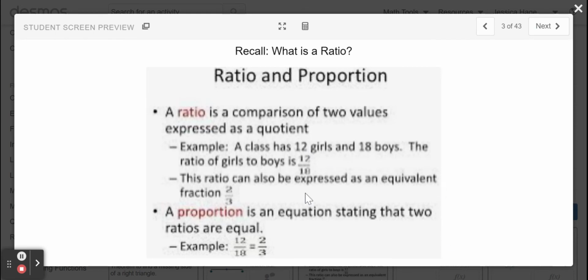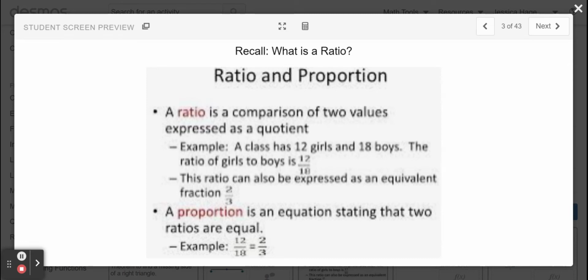So slide 3 is a review. You want to recall what a ratio is and how that is connected to proportions. A ratio is a comparison of 2 values, and we express that as a quotient, which is division or a fraction. So a class has 12 girls and 18 boys. The ratio of girls to boys is 12/18. You could also reduce that to be 2/3.